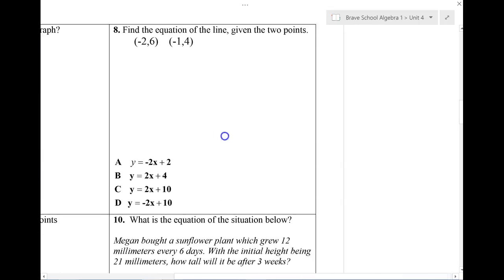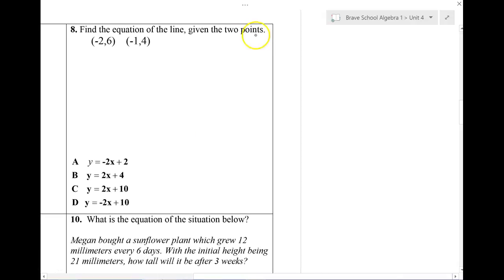Okay. Find the equation of the line given the 2 points. Again, first we find slope, then we'll find the y-intercept. What you do is you take one of the points and put it underneath the other. It does not matter which one goes underneath the other. I can put negative 2 and 6 here, or I can take the negative 1 and 4 and put it here. It doesn't matter. First we're going to find the change in the y, and then we're going to find the change in the x, and that will tell us our slope.